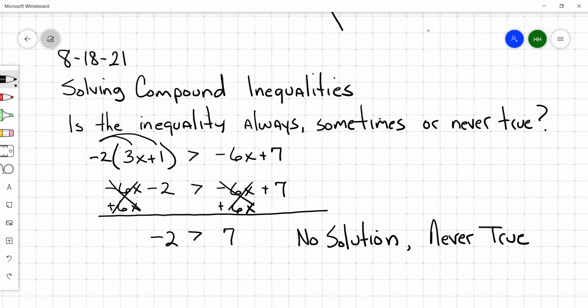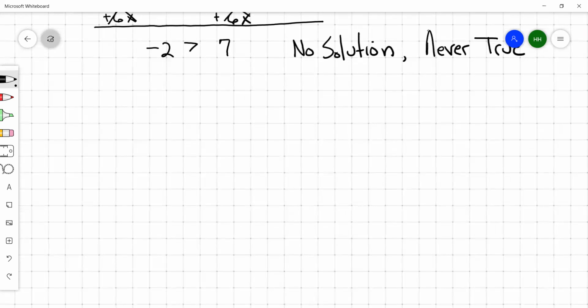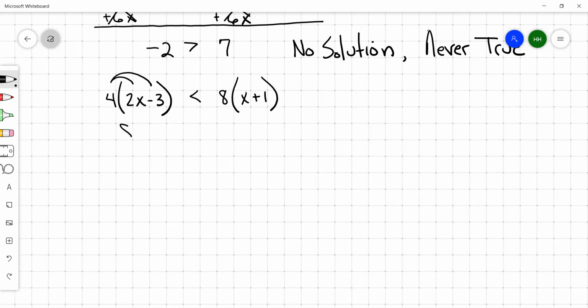So let's look at another one. Let's look at 4 times 2x minus 3 less than 8 times x plus 1. So we have to do the distributive property on both sides. So right here, 4 times 2x is 8x. 4 times -3 is -12, less than. 8 times x is 8x, and 8 times 1 is 8.